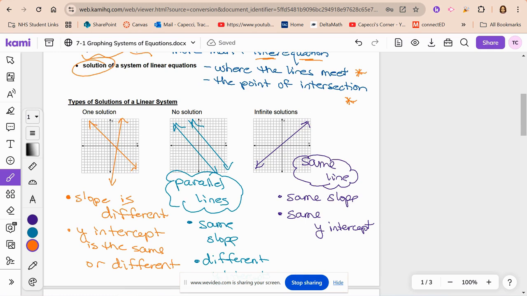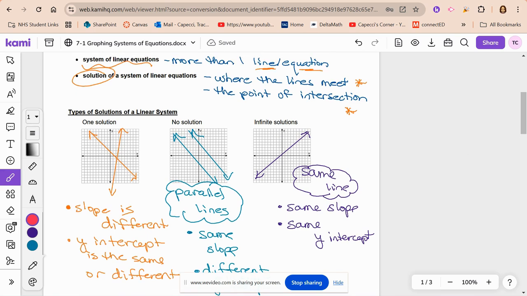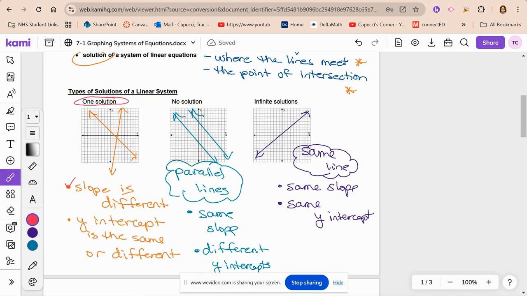All right, so we have a couple different types of solutions of linear systems. So think about this. When I'm going to graph two lines, there's only a few different ways they can meet. They can meet one time, and that is when the slope is different. The y-intercept can be the same or different, it doesn't matter. They could meet at the y-intercept or they can meet anywhere else.